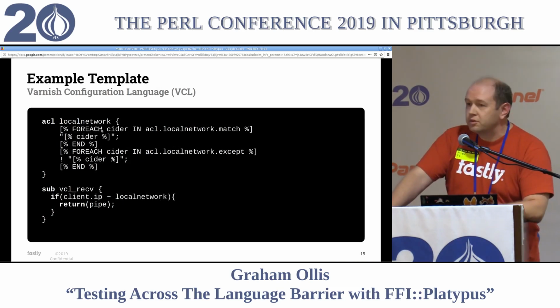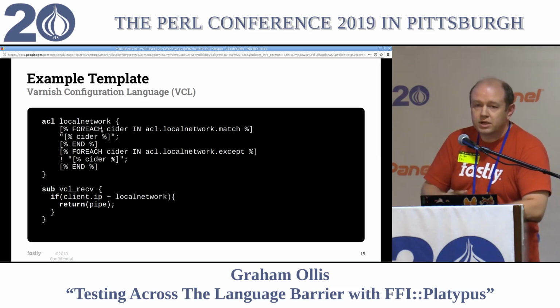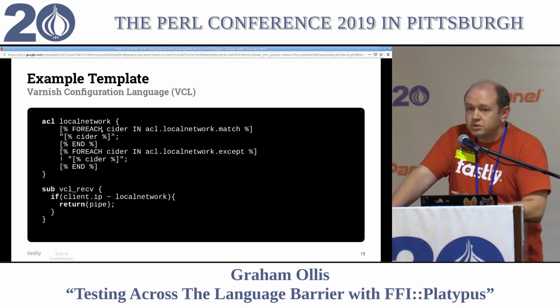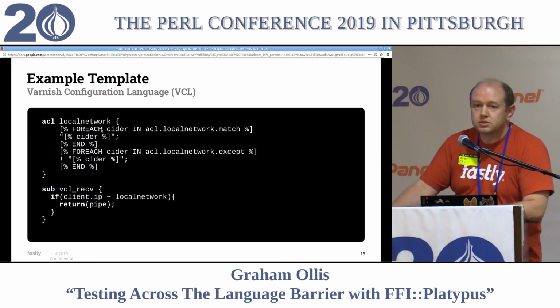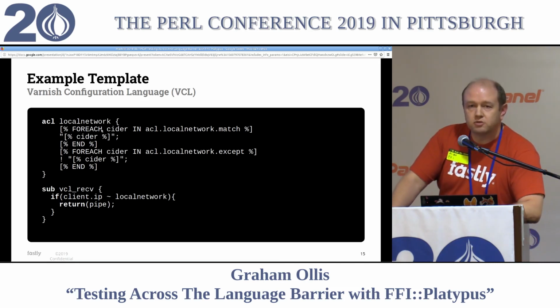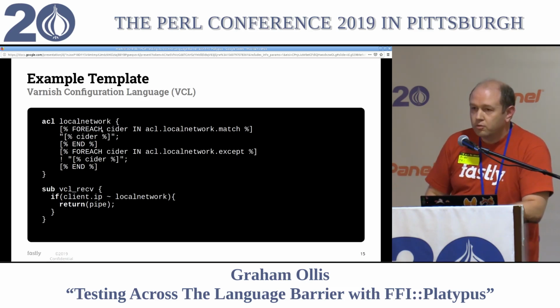So just as an example, say we have this template which generates an ACL, and we have some IP addresses or masks that we want to match and some that we don't want to match. And then we've got a subroutine which, if the client IP matches the ACL, it'll return pipe. Pipe means it sends the connection directly to the backend server. So we're not really that interested in the subroutine itself, but the fact that you have an ACL, and we now want to be able to test this template.